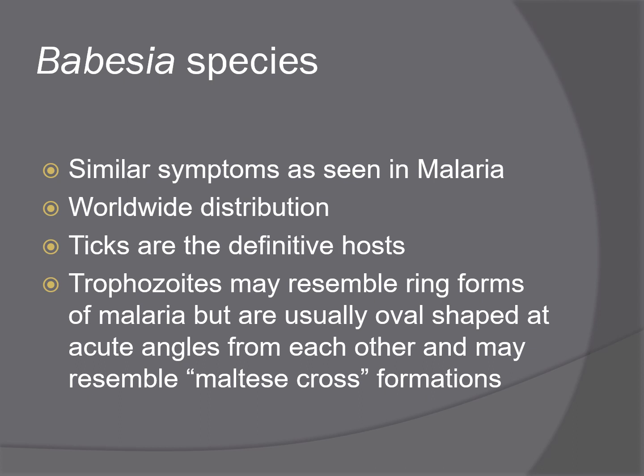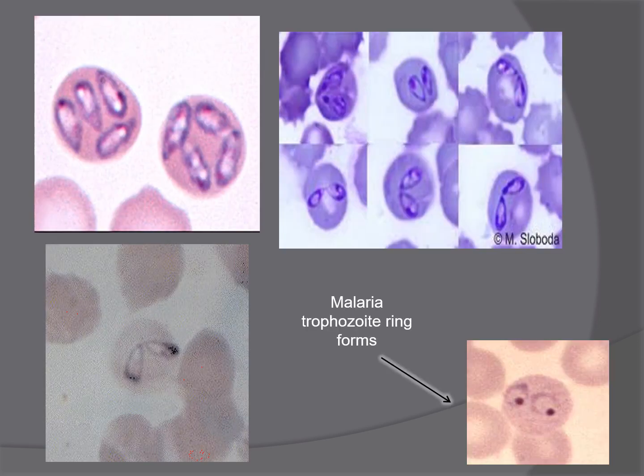And let's take a look at the Maltese cross formation of Babesia versus the ring form of malaria. So the 3 images, the 2 top images and the bottom left image, are all pictures of the Maltese cross formation of the troph form of the Babesia inside of the red cell. You can see that the troph form is a little bit more elongated, and they will make Maltese cross formations. If you compare malaria troph rings to the image on the bottom right, you can see they are more circular, the ring forms.